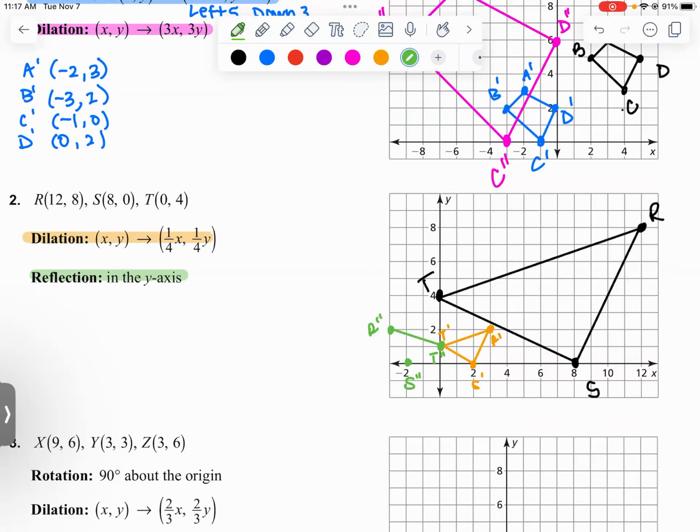Which means our reflection about the y-axis would look like this. Did you do x-axis? Yeah. Oh, good. About the y-axis is the vertical axis. Y-axis here. Okay, so the green shape should be your image.